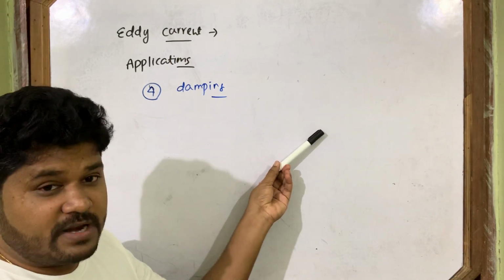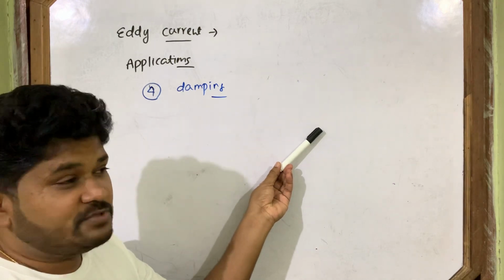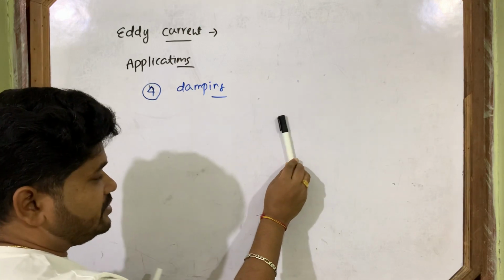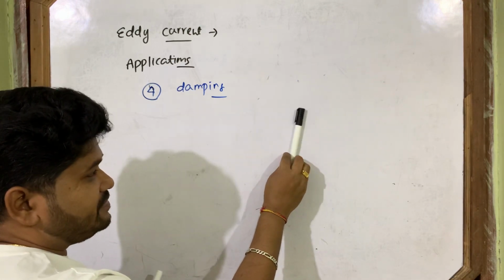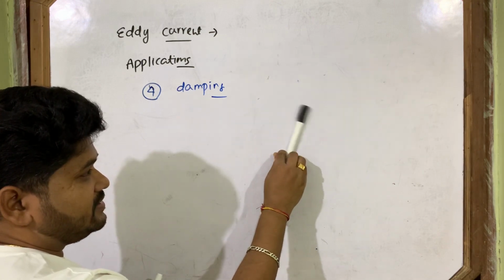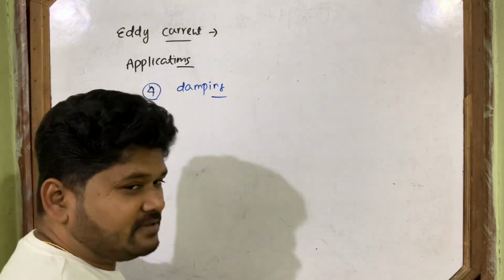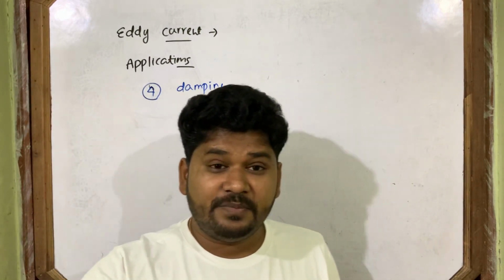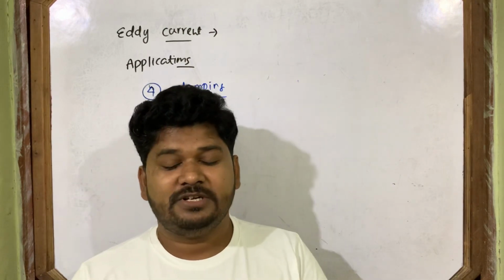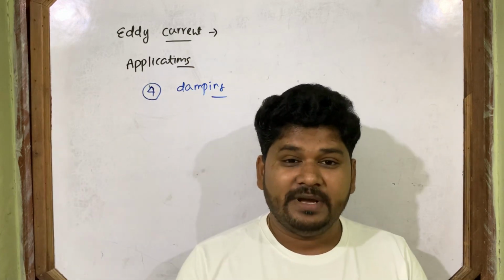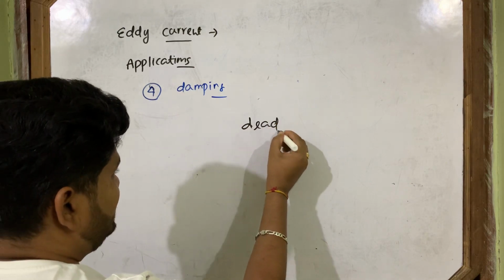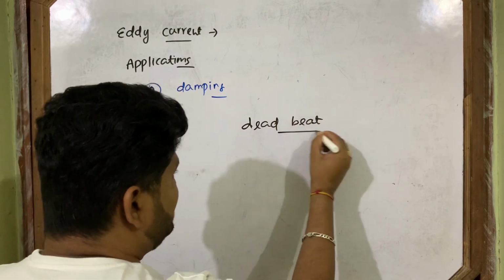Have you marked what happens to the pointer? The pointer immediately comes to 0. Suppose current passes, current stops, current passes, current stops, like this. Suddenly the pointer comes to the 0 position. That's why the galvanometer is called a deadbeat type galvanometer.